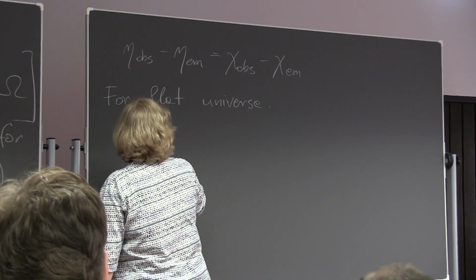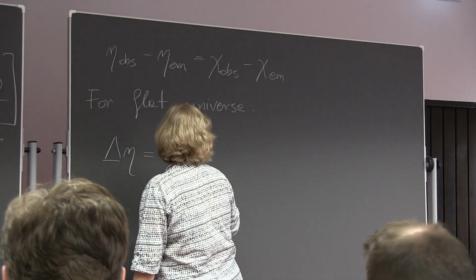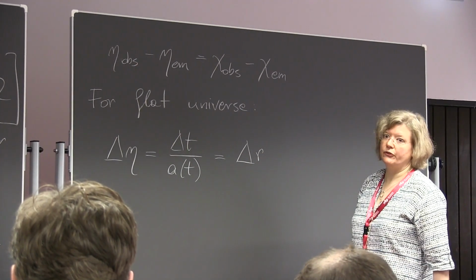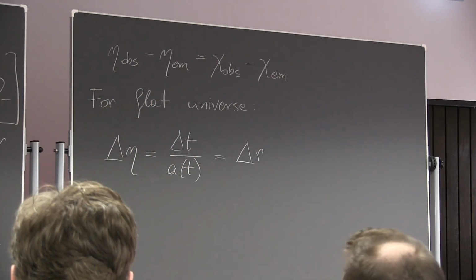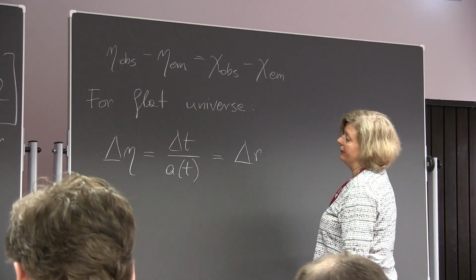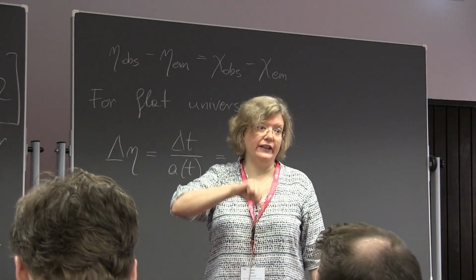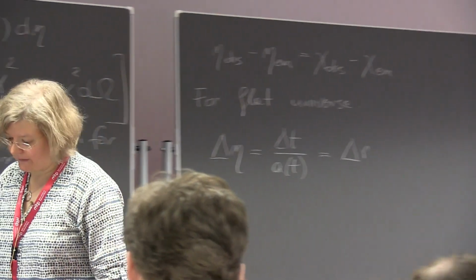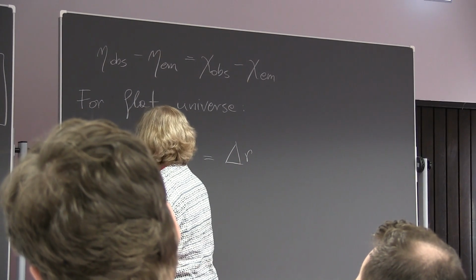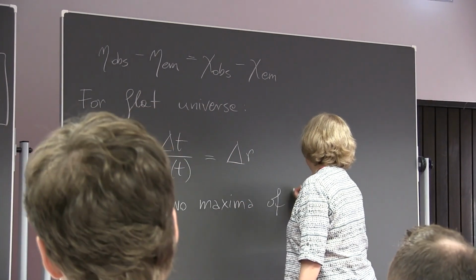So you can write delta eta, as long as you are in a relatively small range of eta, as delta t over a of t. And this one is therefore equal, in case you are flat, exactly to delta r, because chi is r for a flat universe. And this is already telling you that delta eta is actually a constant. For example, consider the delta eta as the interval between two maxima of the wave, of the light wave.